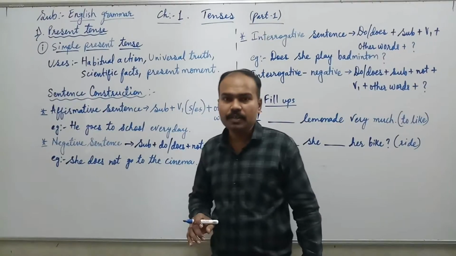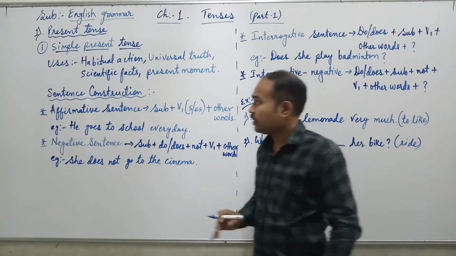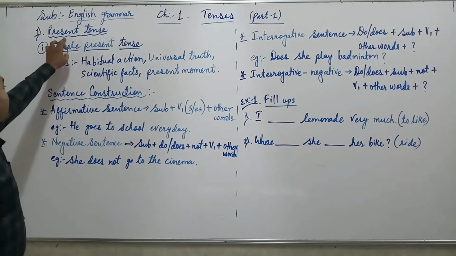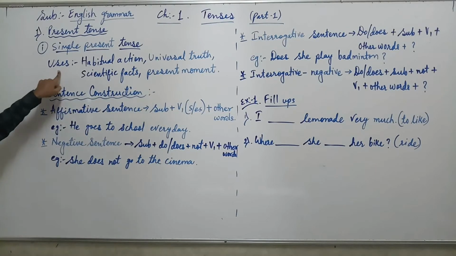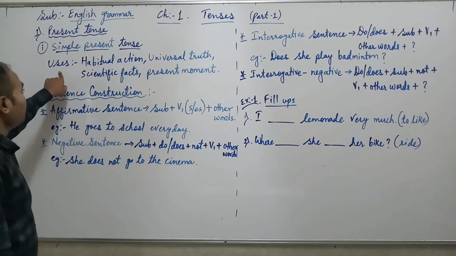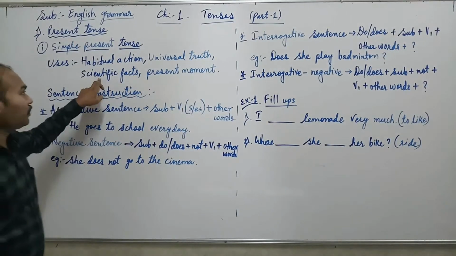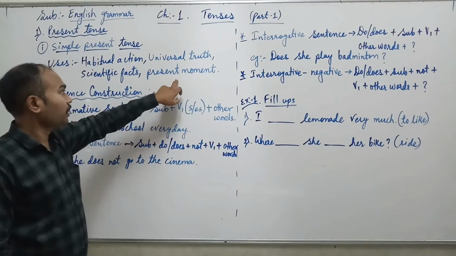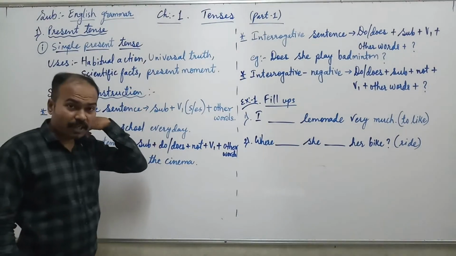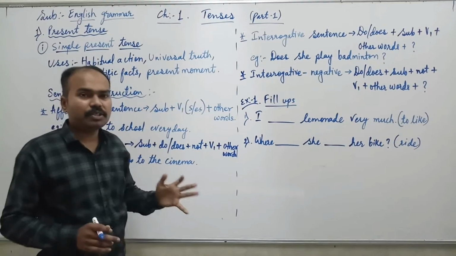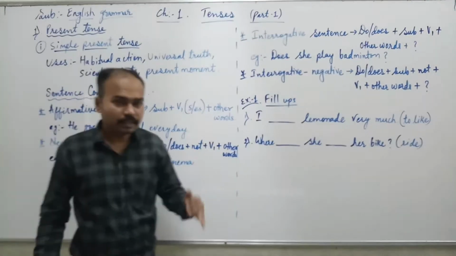So in this video we are going to study about the simple present tense. So let us begin. In present tense there are four forms. The first form is simple present tense. We use simple present tense to show habitual action, universal truth, scientific facts, and it shows the present moment. This is the use of simple present, where, or in which condition or situation, we use simple present tense. We use it to show present moments, means now.